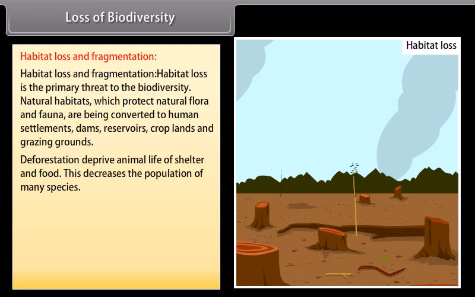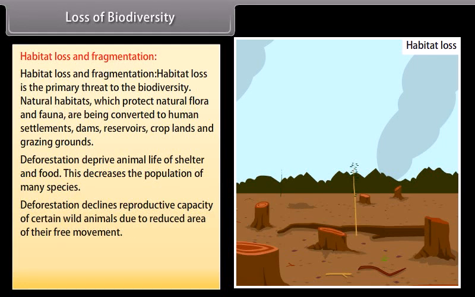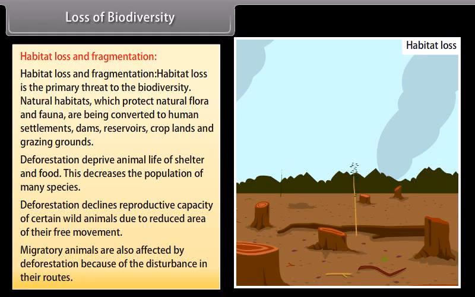Deforestation deprives animal life of shelter and food. This decreases the population of many species. Deforestation declines reproductive capacity of certain wild animals due to reduced area of their free movement. Migratory animals are also affected by deforestation because of the disturbance in their routes.